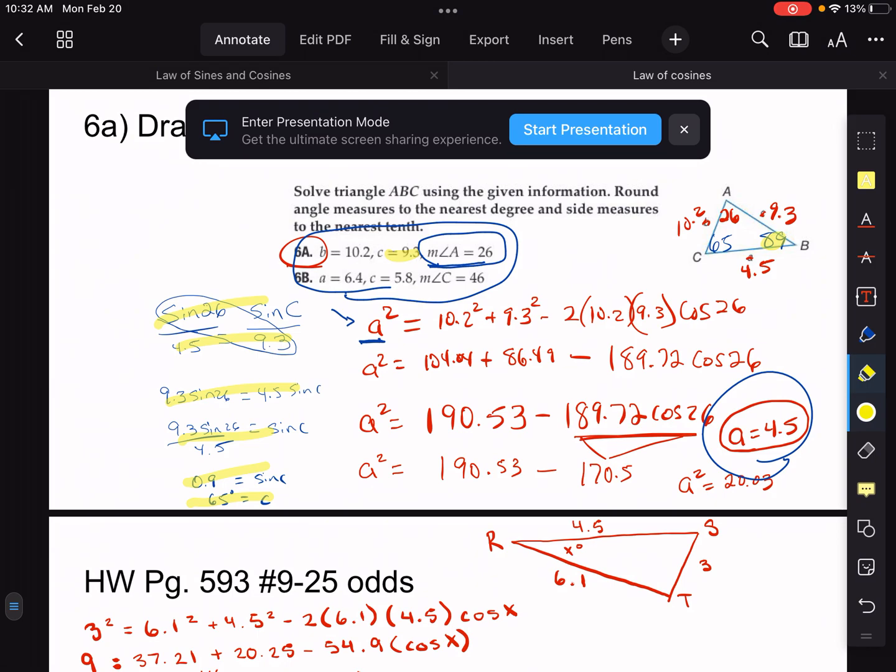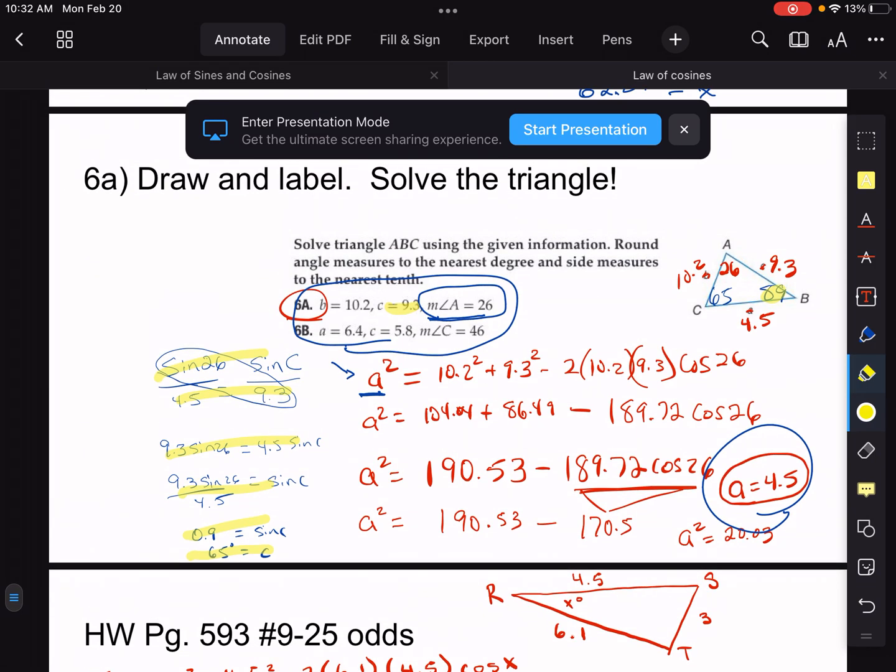And that is it. So I'm going to leave you guys with that, and we'll see you next time in class. Hopefully this gives you plenty of information to get started on lesson 8.7, Law of Cosines.